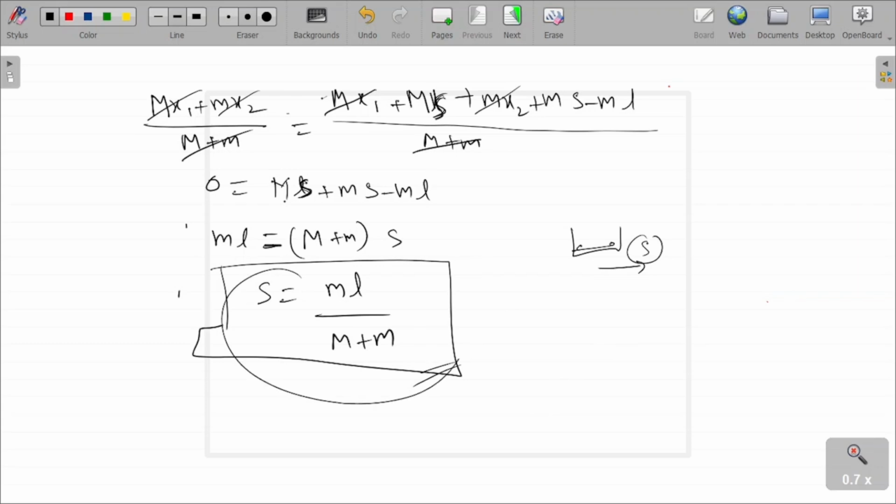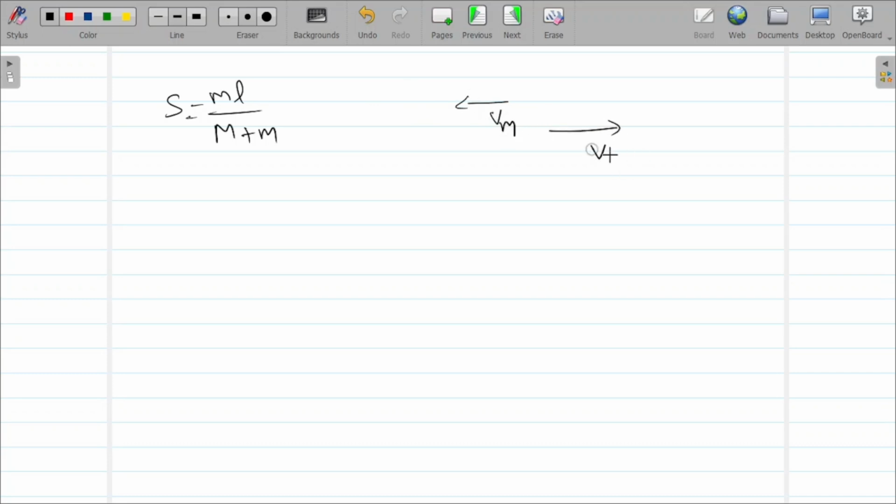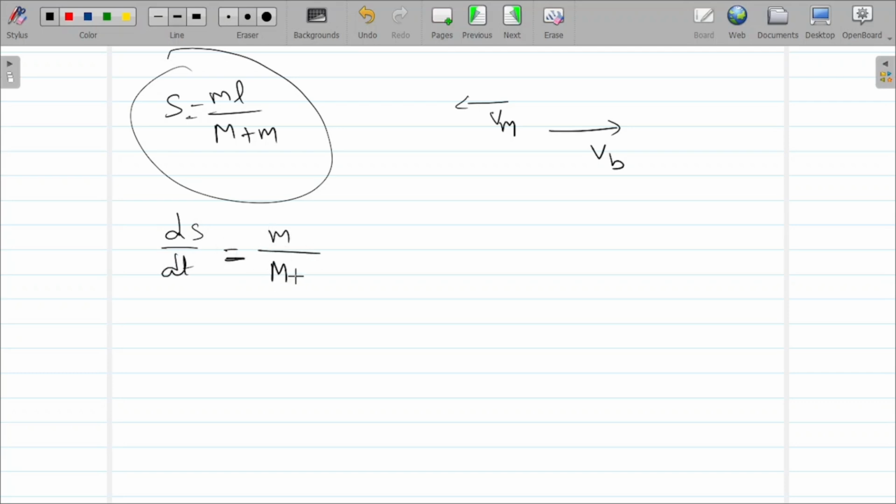Now I am going to differentiate this. S equals m L by capital M plus small m. Now when the person is moving with velocity, the boat is moving in this direction. I am going to find the velocities at which they both move so that the center of mass remains the same. So I differentiate: ds by dt equals m by capital M plus small m into dl by dt, since the length is changing.